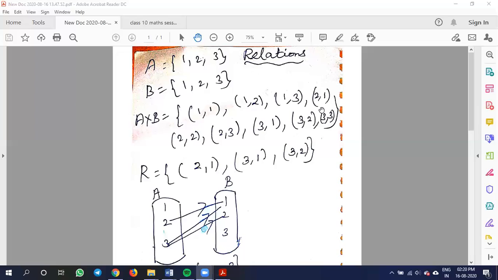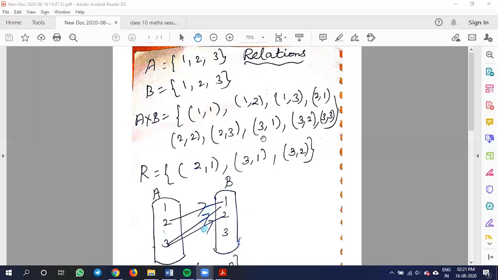See the fourth one, (2,1). Here the first element is 2 and the second is 1. Since the first element is greater than the second one, we can take this one. So (2,1) is the first element of this relation. Then (2,2). Can we take this one? No, because both are equal. Next, (2,3). Can we take this one? No, because the first element is less than the second one.